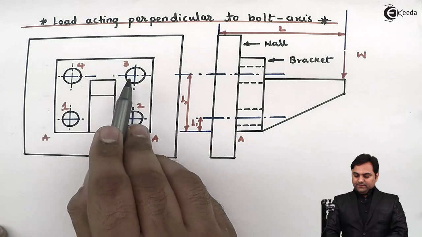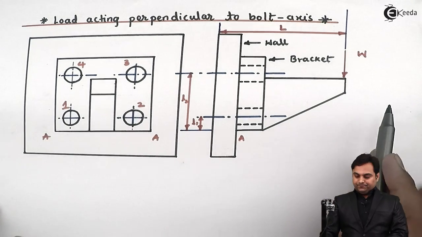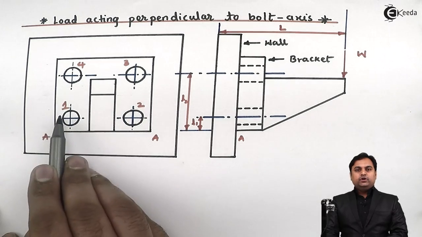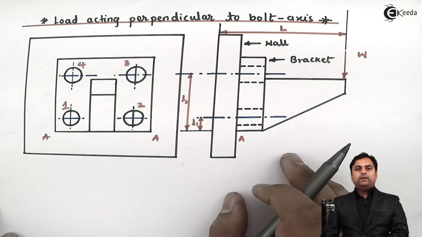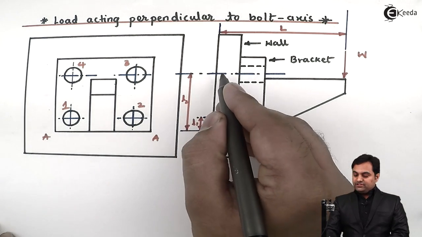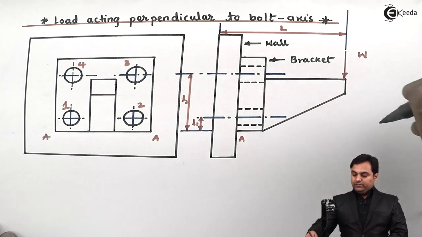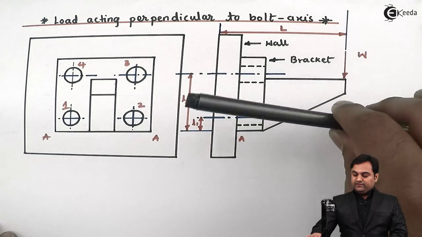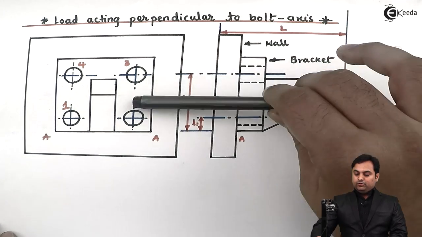Now as we can see, at these four locations 1, 2, 3 and 4, there would be four bolts with the help of which the bracket is secured to the wall. Now if we see the axis of the bolt, it is perpendicular to this load. Load is acting in vertically downward direction, whereas the axis of the bolts are horizontal, so they are perpendicular to one another.